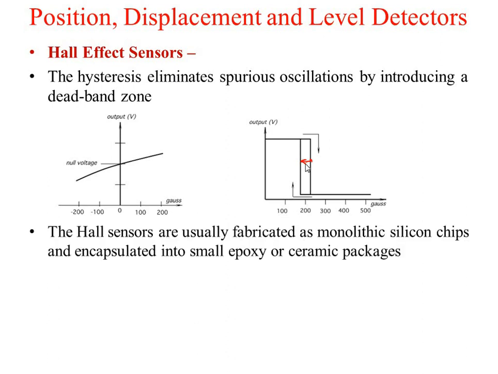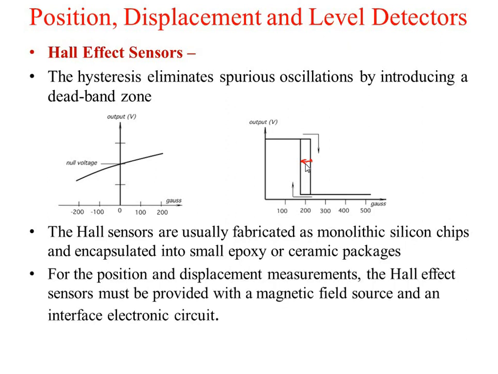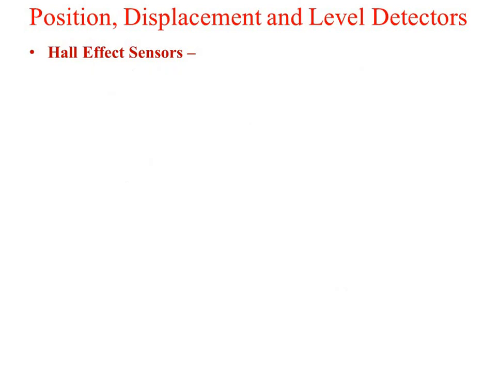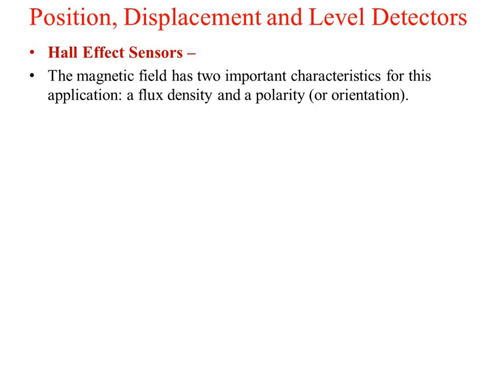Okay, so Hall sensors are usually fabricated as a monolithic silicon chip, and can be encapsulated in a small epoxy or ceramic package. The position and displacement measurement using a Hall effect sensor must be provided with a magnetic field source and interface electronic circuit. So you might be remembering that concept.